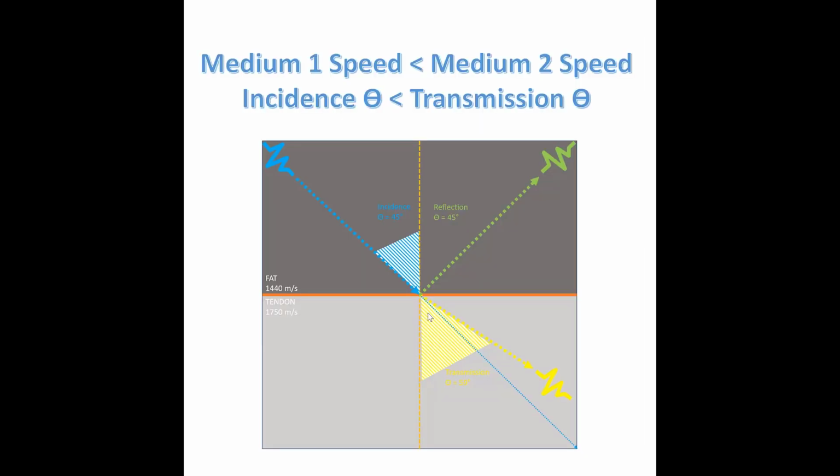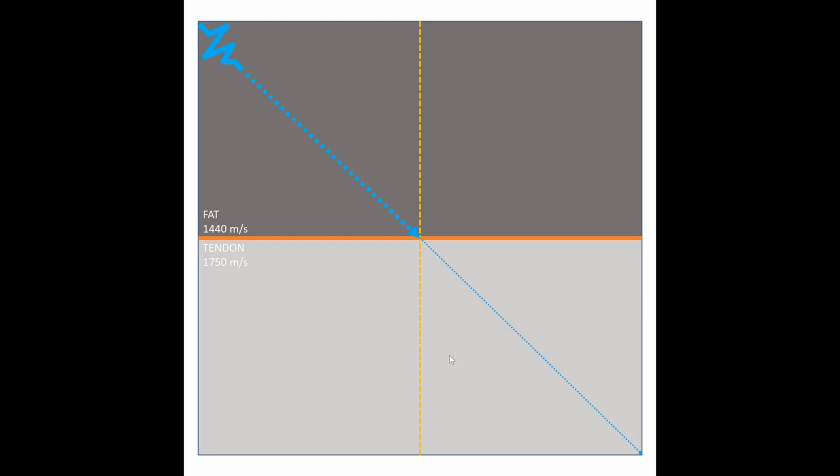The last scenario that we need to be aware of then is what happens when the speed of medium 1 is less than the speed of medium 2. So here we have fat, 1440 meters per second, and tendon, which has a propagation speed of 1750 meters per second. Because medium 1 speed is less than medium 2 speed, we should see the incidence angle being less than the transmission angle. So again, the incidence angle comes in at an oblique incidence. If reflection occurs, it'll go off the other direction. If transmission occurs in this scenario, it is going to refract, causing a larger transmission angle.